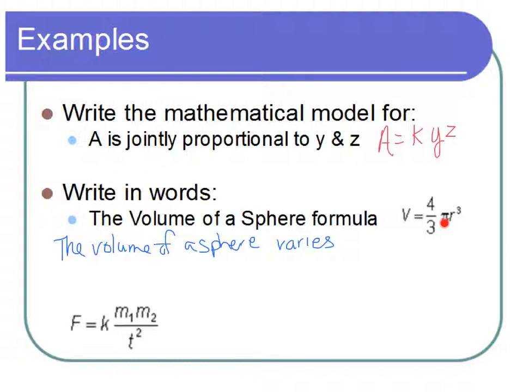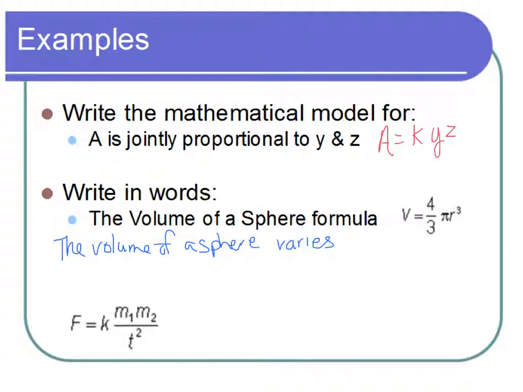So let's look at what this is. Well, that's just pi. That's also just a constant. So this 4/3 pi, all of that is my k, because pi is just 3.1416, and so forth. So the only variable I have is the radius. So it's not like I have two variables. So this is not joint variation. This is going to be direct variation. And I just have the one variable.